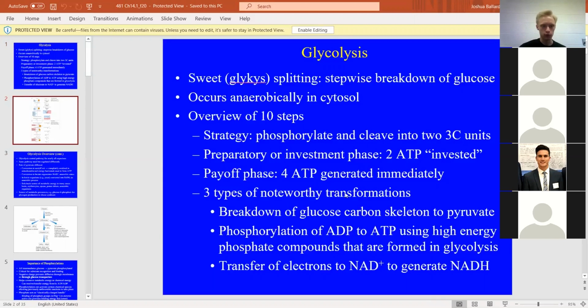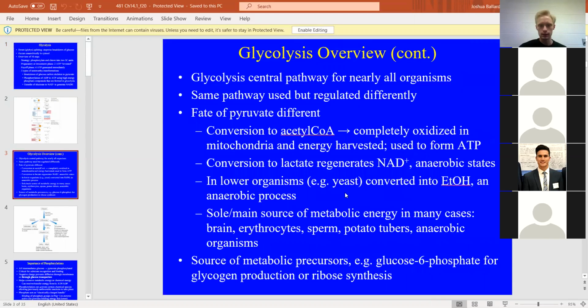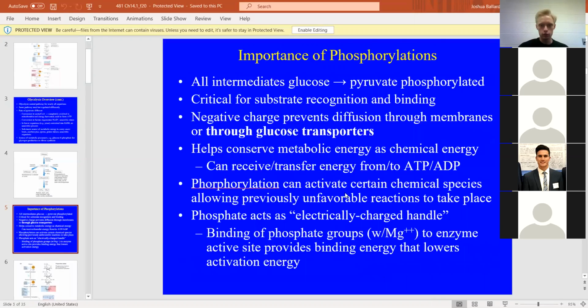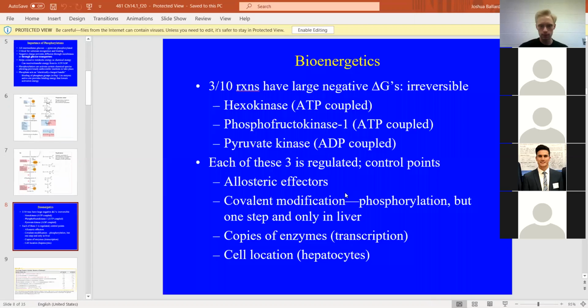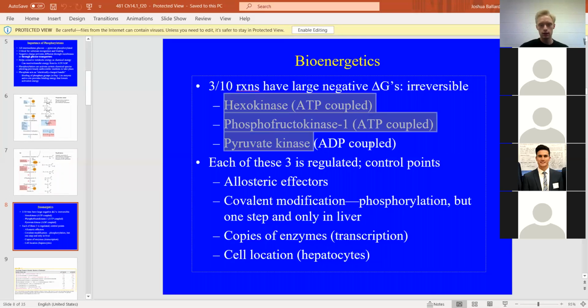This is just an overview of glycolysis. I'm going to go a little bit towards talking about the enzymes. Oh yeah, this key right here, it's important to know that 3 out of the 10 reactions have large negative delta G's, which means that under these conditions, they're irreversible. So there are 3 of those enzymes, or 3 of those steps, and that's steps 1, 3, and 10.